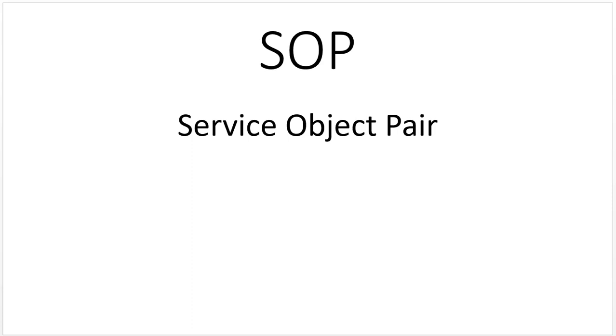SOP, Service Object Pair. This is what you get when you put an object with a service. You put those together, you get a SOP class, right? CT Image Store. Encapsulated PDF Store. So you have objects and services working together. That's a SOP class, or service object pair.